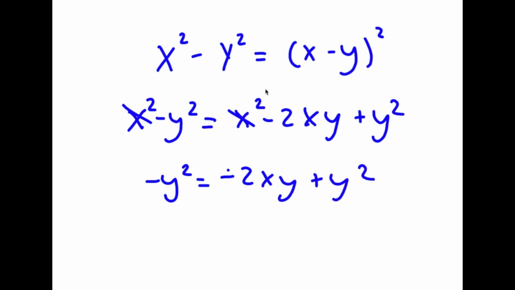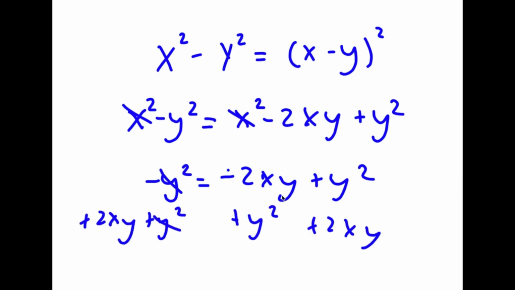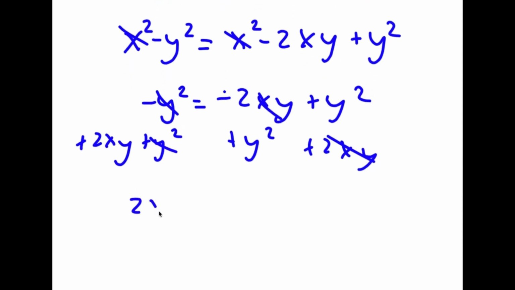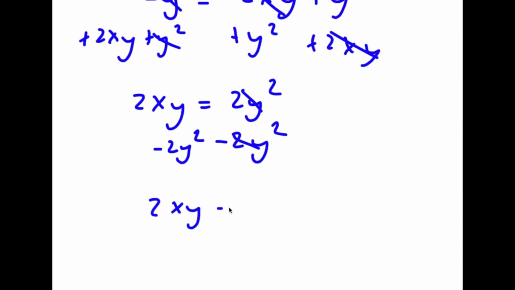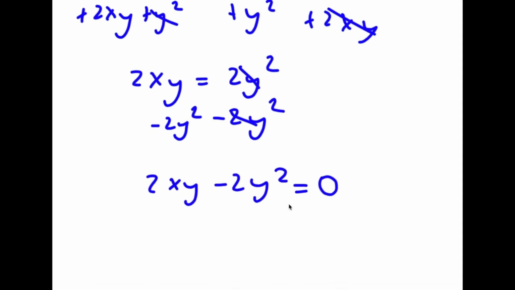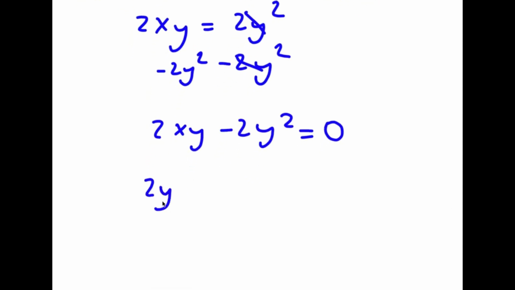And now I'm going to add y squared on both sides and add 2xy on both sides. These two cancel out, these two cancel out, and I have 2xy is equal to 2y squared. Now I'm going to subtract 2y squared on both sides. These two cancel out, and I get 2xy minus 2y squared is equal to 0. Now I can factor out 2y. So now I have 2y times x minus y is equal to 0.